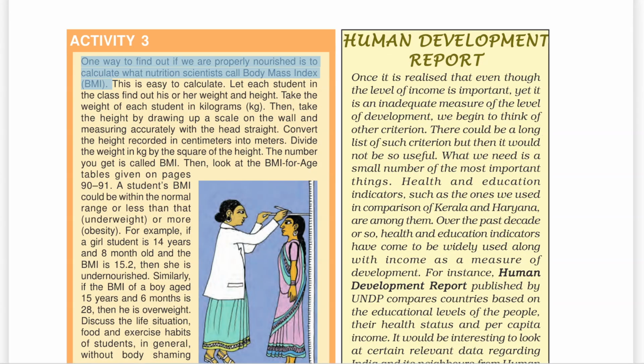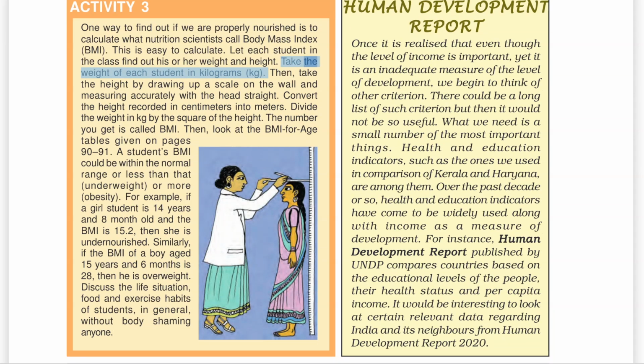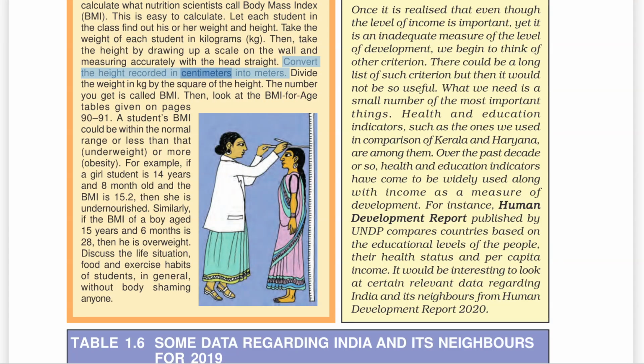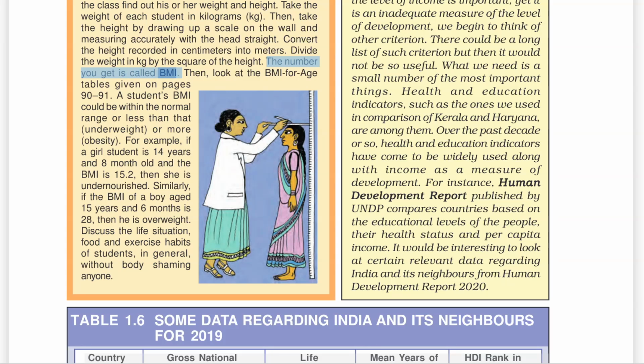Activity 3. One way to find out if we are properly nourished is to calculate what nutrition scientists call body mass index, BMI. This is easy to calculate. Let each student in the class find out his or her weight and height. Take the weight of each student in kilograms. Then, take the height by drawing up a scale on the wall and measuring accurately with the head straight. Convert the height recorded in centimeters into meters. Divide the weight in kg by the square of the height. The number you get is called BMI.